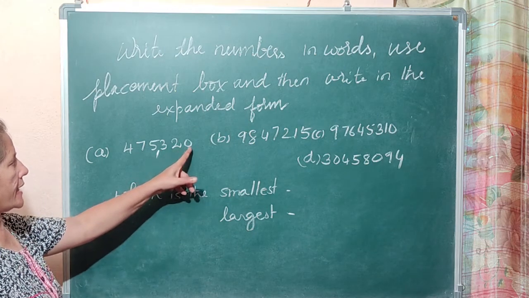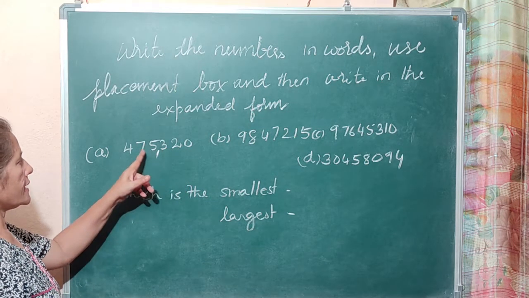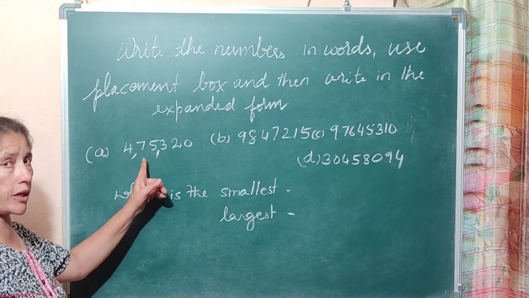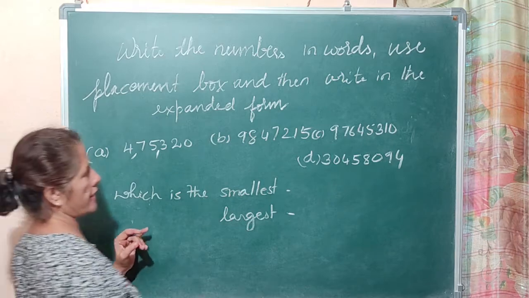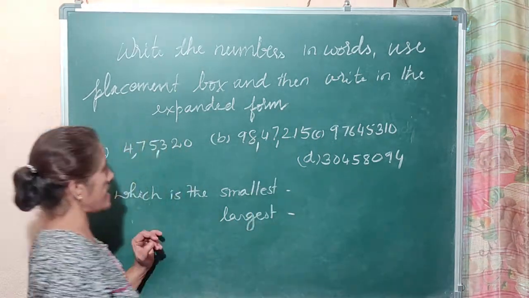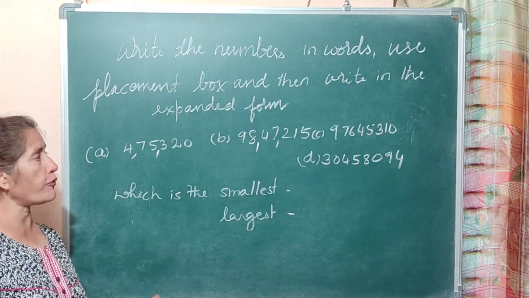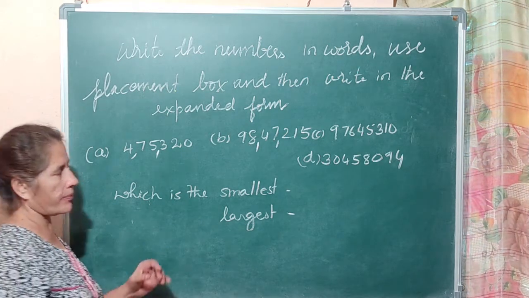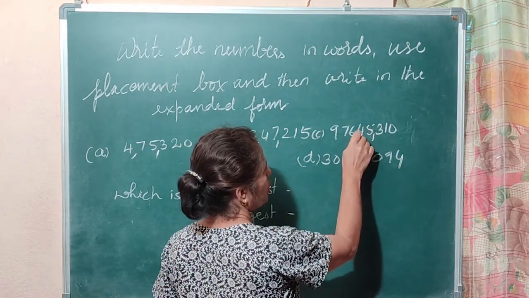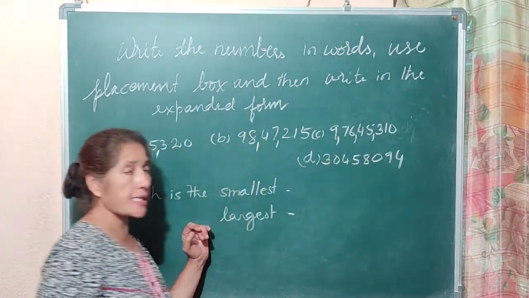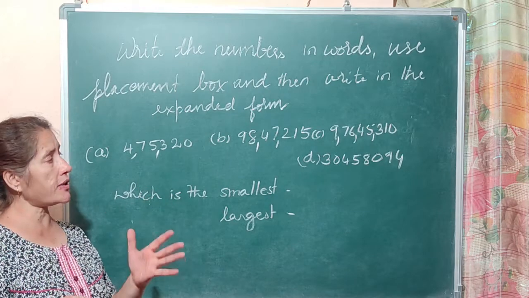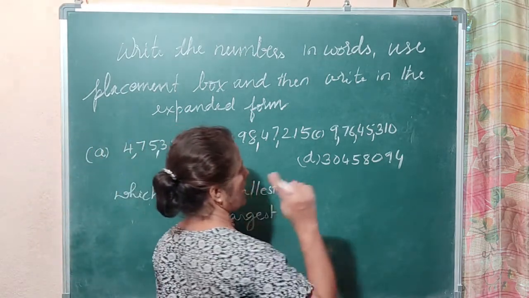Now, let us read. Units, tens, hundreds, 1,000, 10,000. So, what is this? 4,75,320. Now, let us go to the second one. This is 98,47,215. Let us go to the third one. This is 9 crore 76 lakhs 45,310.